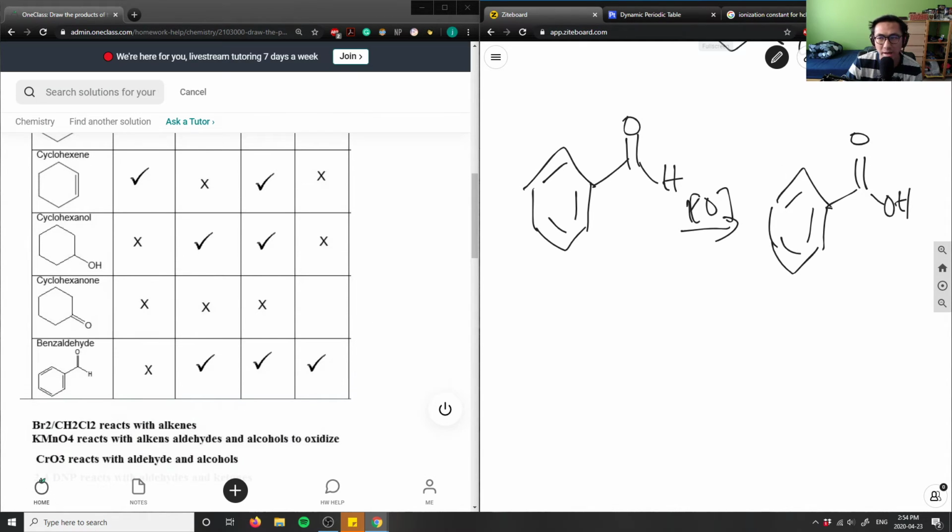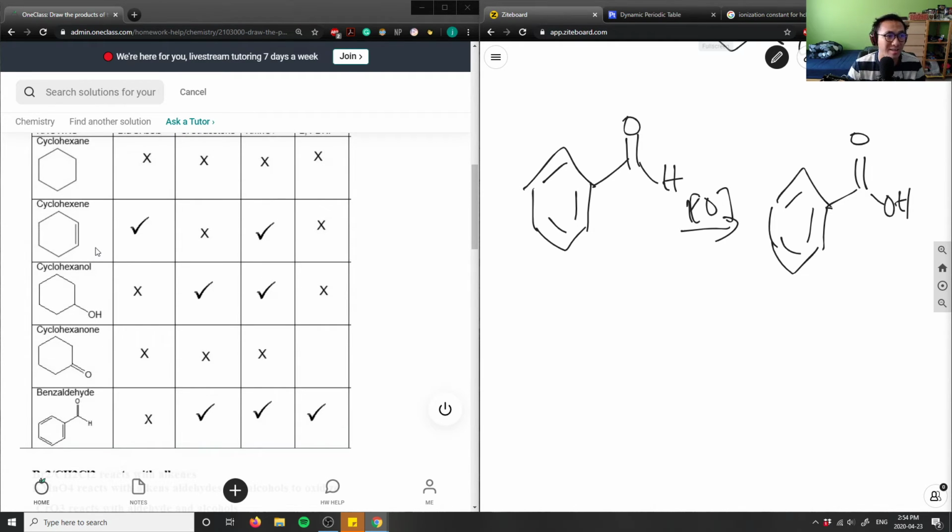to oxidize. Let me just double check that. I believe that's true. Oxidizing alkenes. And I believe that it can basically cleave the bond, right? You wouldn't cleave the bond, but it would add a diol group. So let me just write this down for you.